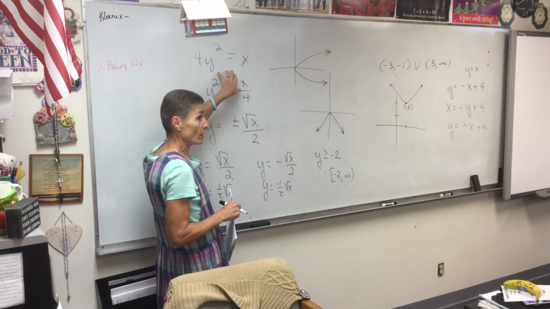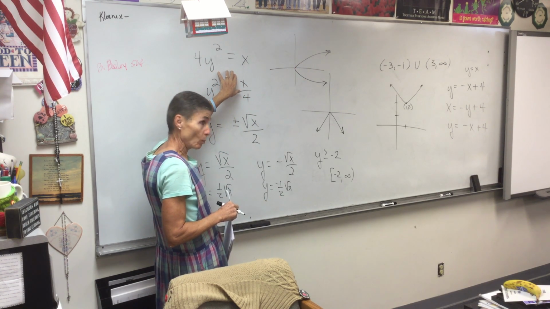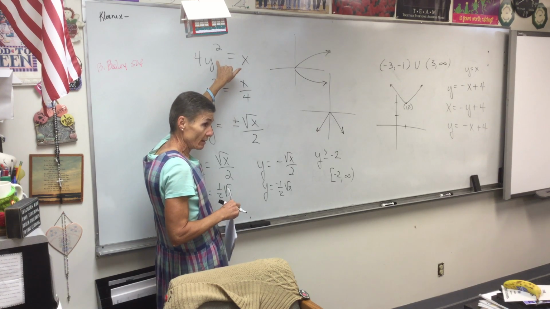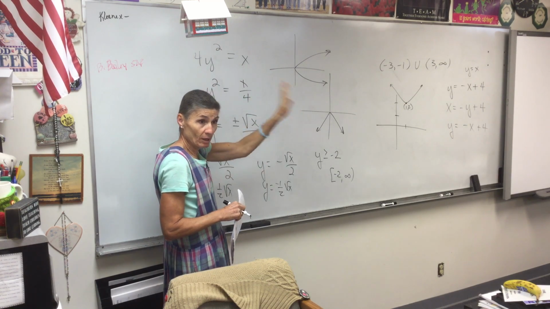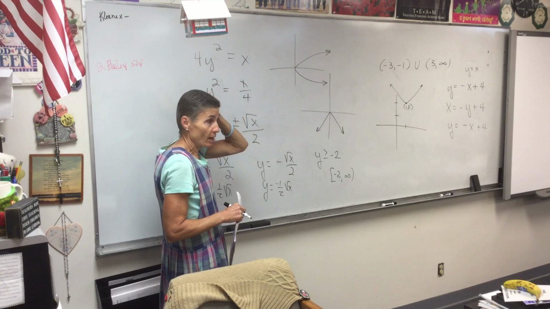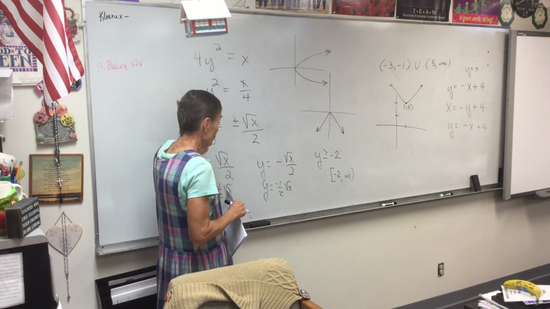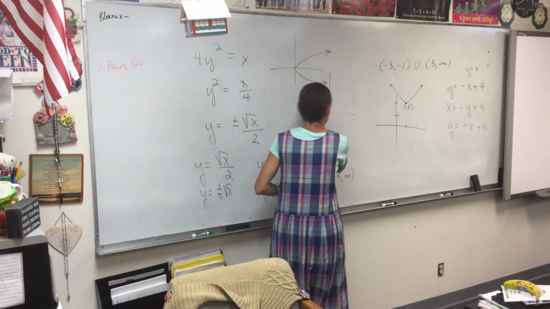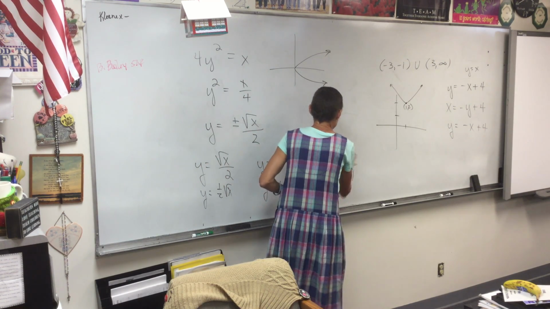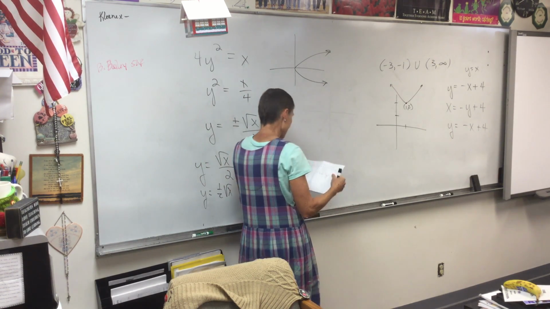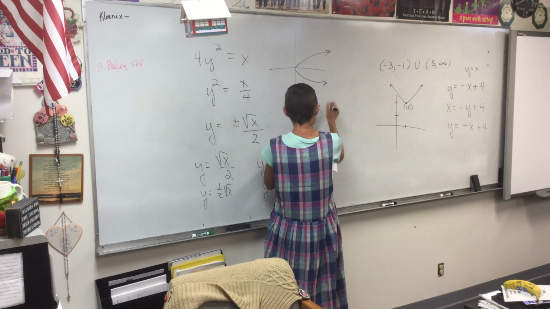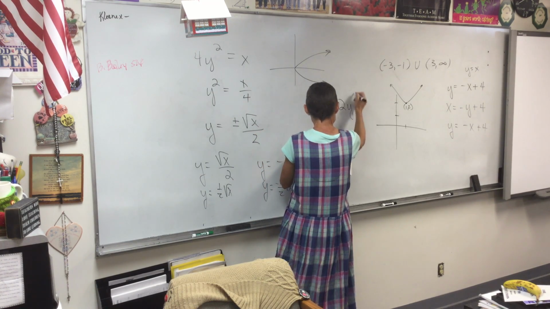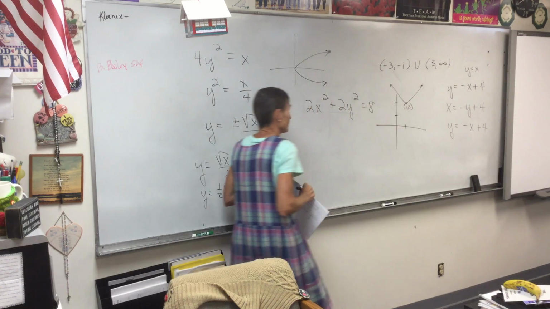Look at the original equation. It was y squared, which means it's a parabola opening left and right. So your implicit functions just allowed your calculator to graph that parabola. All right, what about the second one? What are the implicit functions for this? What would you do here?